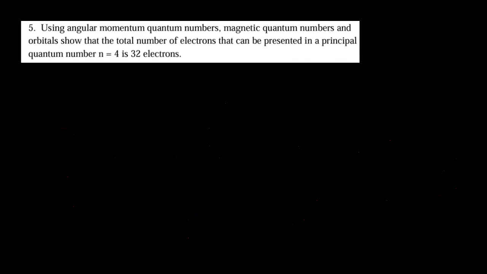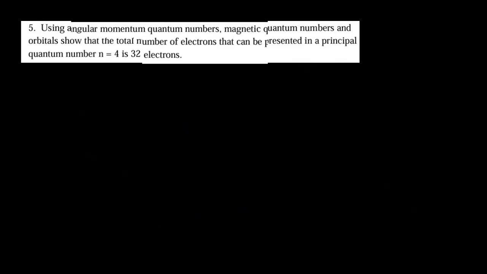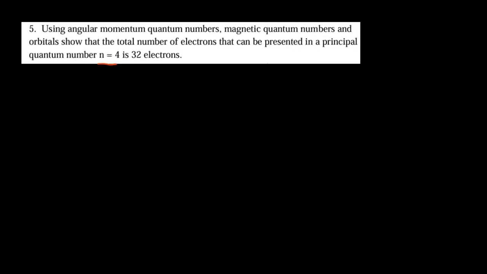So question 5, that's where you really need to use the approach that I gave on the other questions we have been solving. Here they are saying, using the angular momentum quantum numbers, magnetic quantum numbers, and orbitals, show that the total number of electrons that can be present in the principal quantum number 4 is actually what? 32.